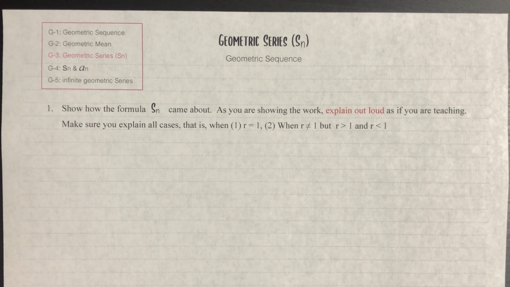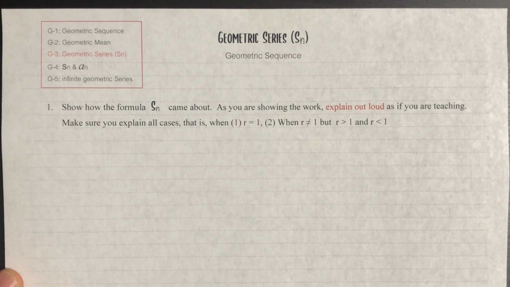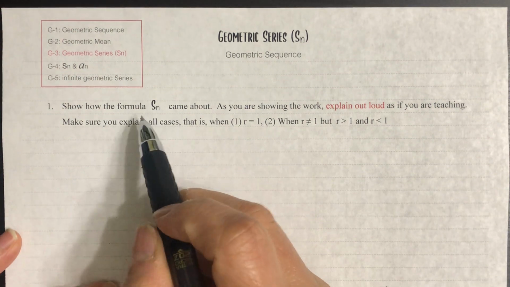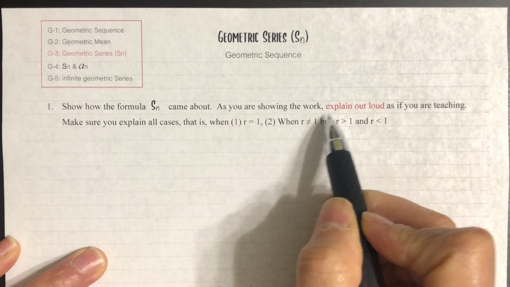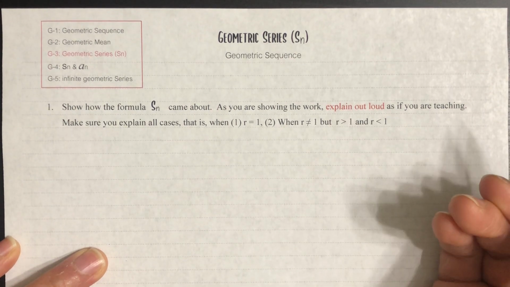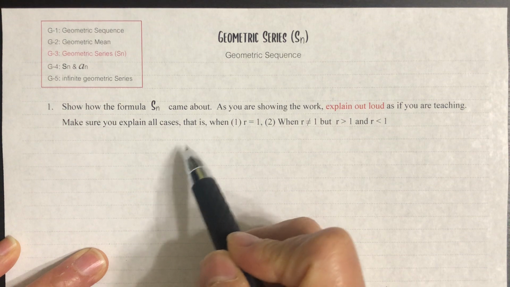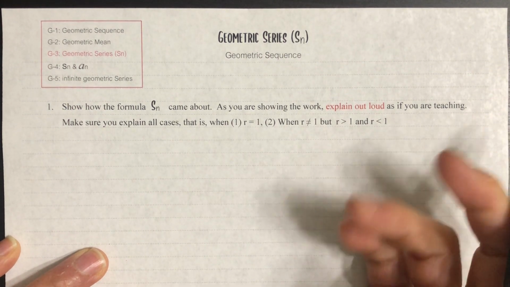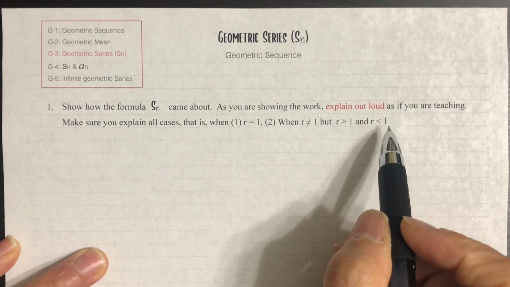Okay, so in this video, I am going to show you how to solve some questions. First of all, in this first question, you are to show how we came to this formula S sub n. And as you're showing the work, you have to explain out loud as if you're teaching. So make sure you explain all cases. That is when r is 1, or when r is not 1, but it's either greater or smaller than 1.